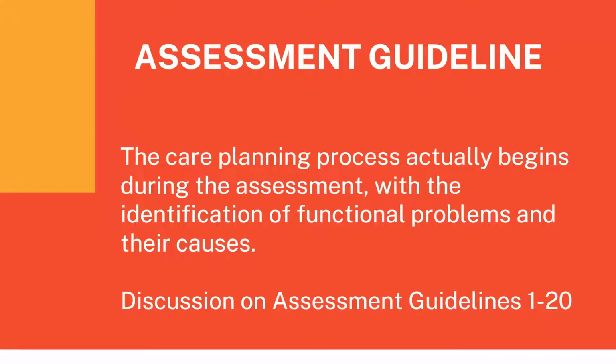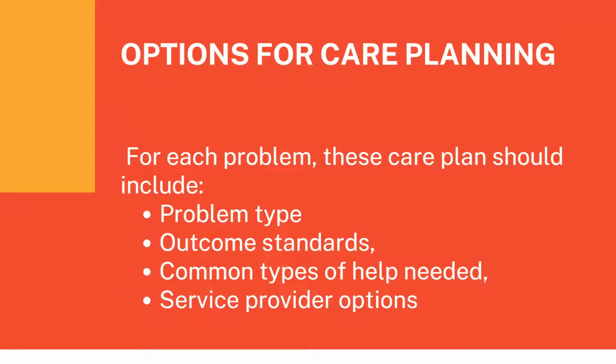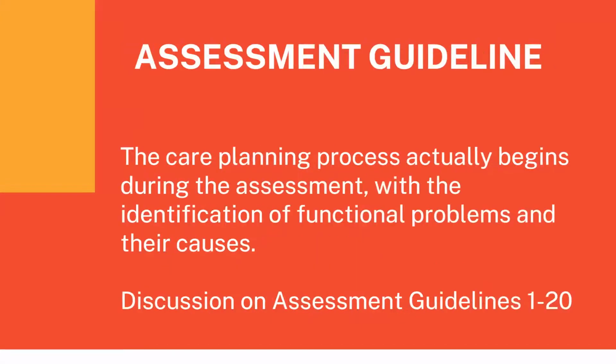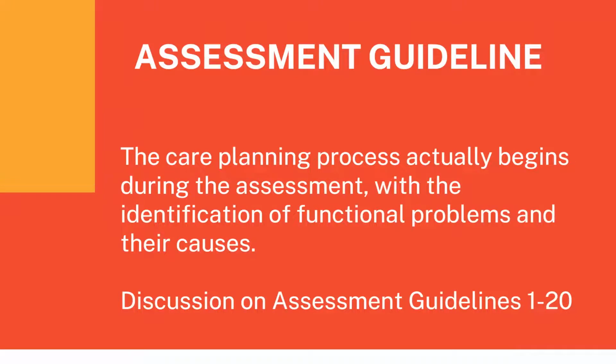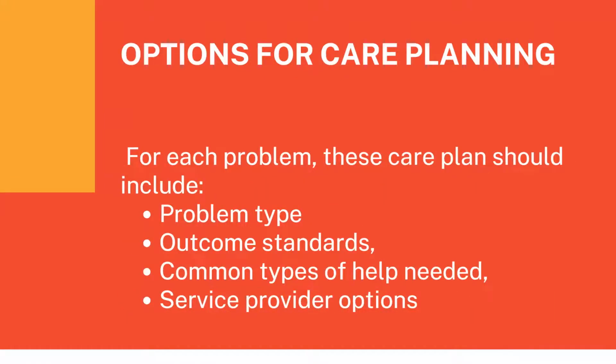So the care plan process actually begins during the assessment. Like some of you have already talked about, as you're assessing them, you are already starting the planning. So the identification of the functional problems and their causes, then discussion on assessment guidelines. There's a document I would send to the group that has these guidelines 1 to 20, okay? So now let's talk about the options for care planning.